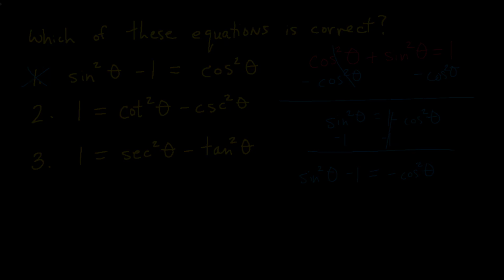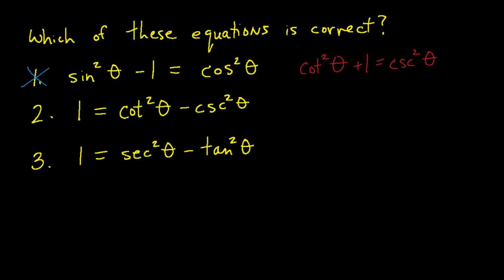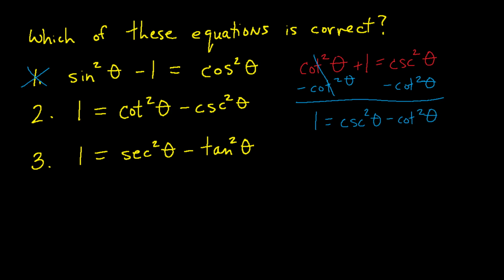so number 1 is incorrect. I will use cotangent squared theta plus 1 equals cosecant squared theta to try to come up with the equation in number 2. Since equation 2 has a 1 on the left side of the equation, I will begin by subtracting cotangent squared theta from both sides of the equation. This leads to 1 equals cosecant squared theta minus cotangent squared theta. The correct identity has cosecant squared as positive and cotangent squared as negative, so number 2 is also incorrect.